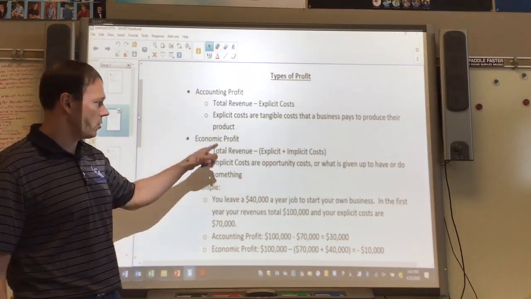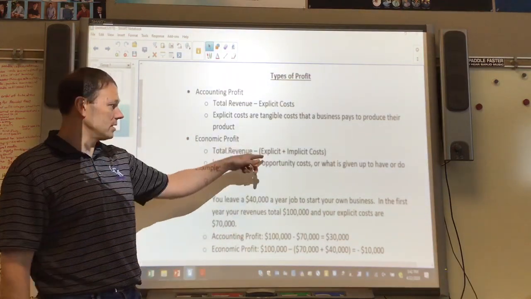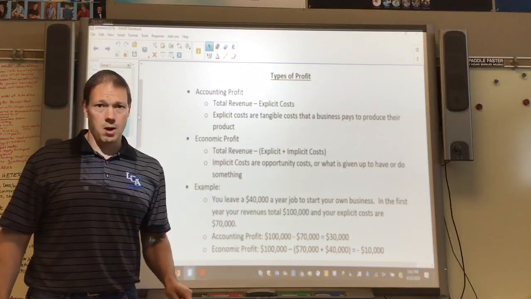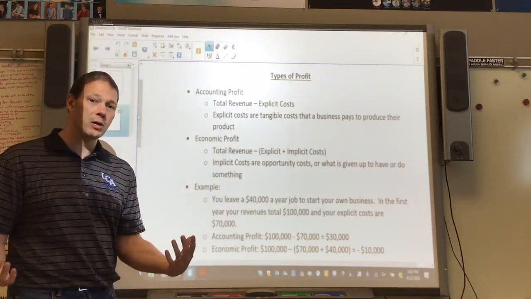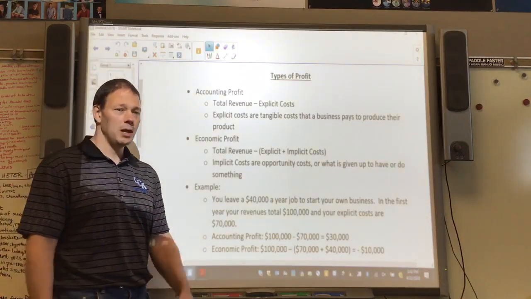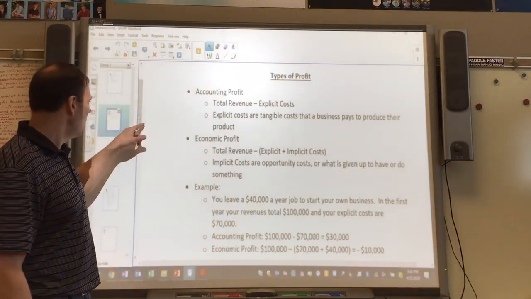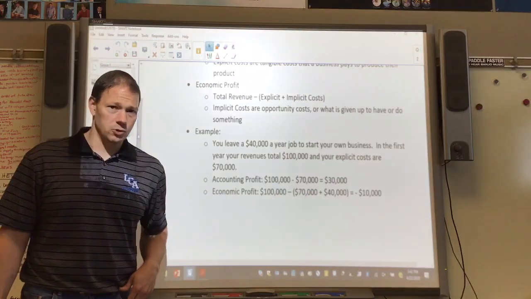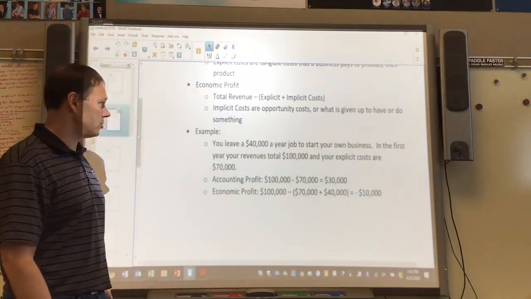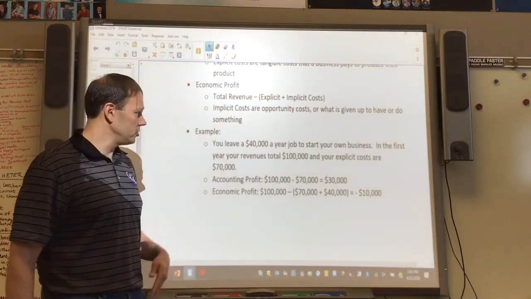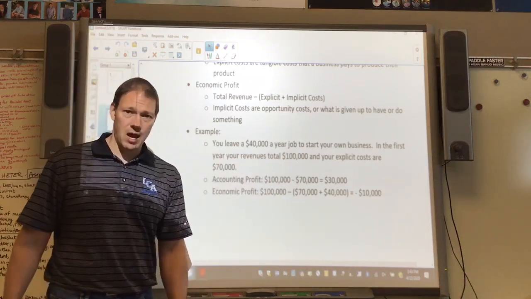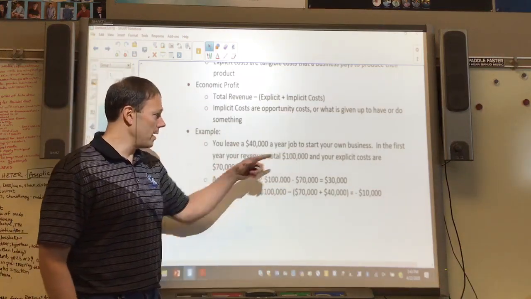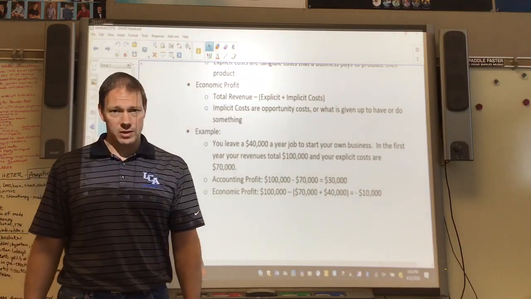Economic profit is your total revenue minus both your explicit and your implicit costs. Implicit costs are like your opportunity costs, or the things that you give up in order to have or do something. So a good example: you have a job that pays $40,000 a year. You leave that to start your own business. Now in the first year, you make a total of $100,000 in revenue. Your explicit costs are $70,000.